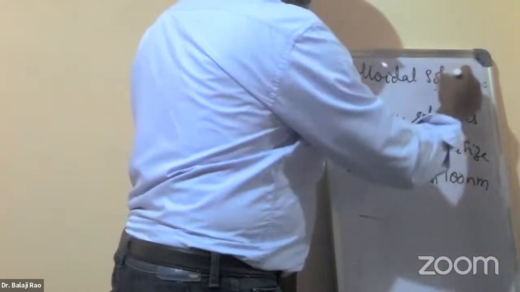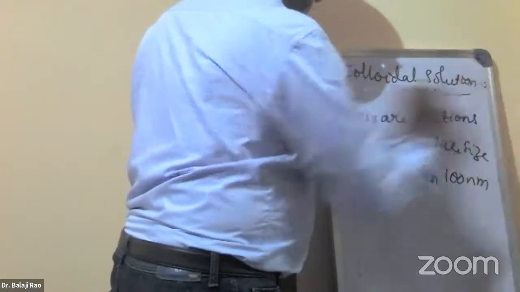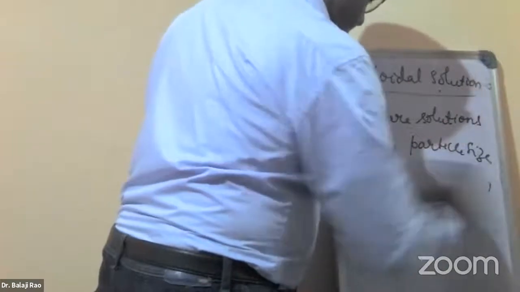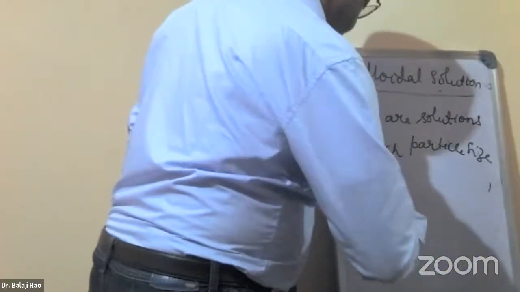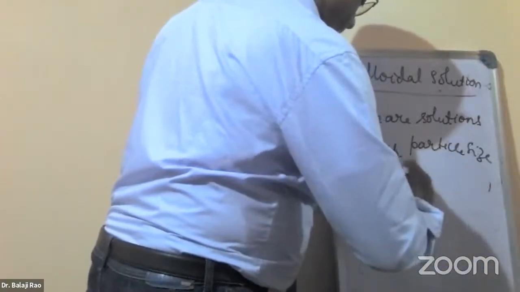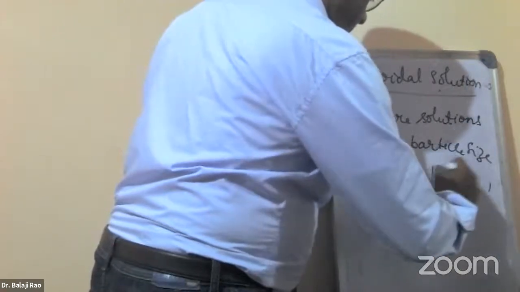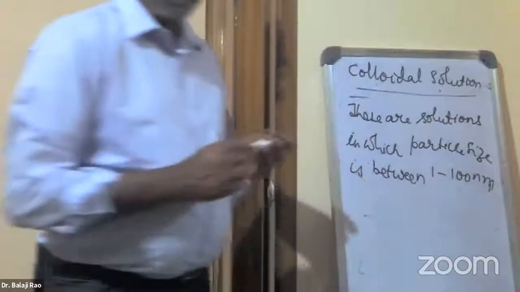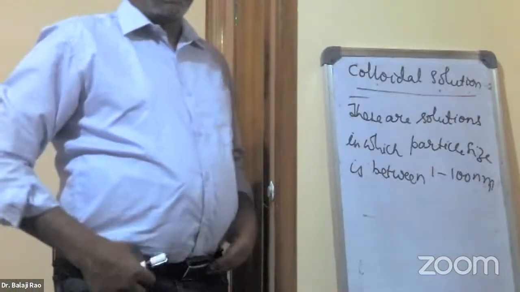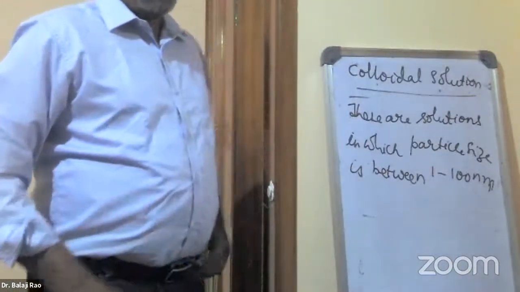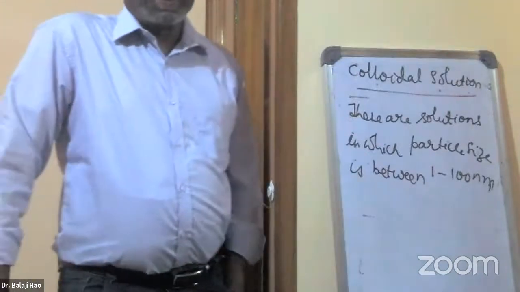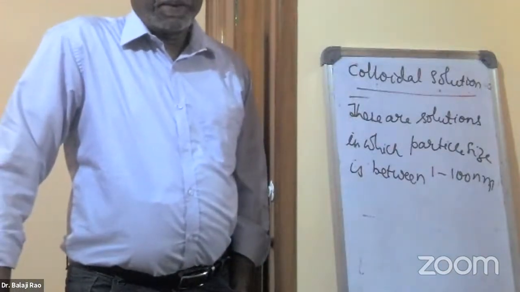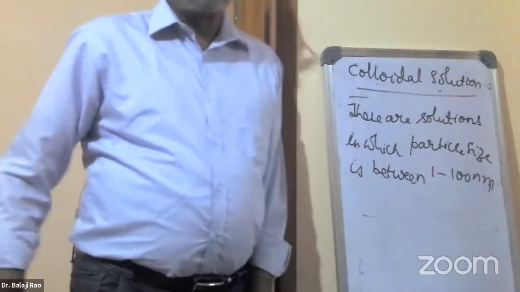A colloidal solution is one in which the particle size is between 1 and 100 nanometers. So when the particle size is between 1 and 100 nanometers, we call this system a colloidal solution. Now, how do we distinguish these physically?